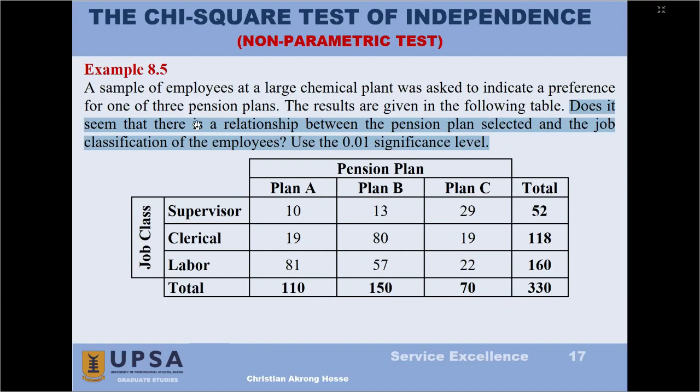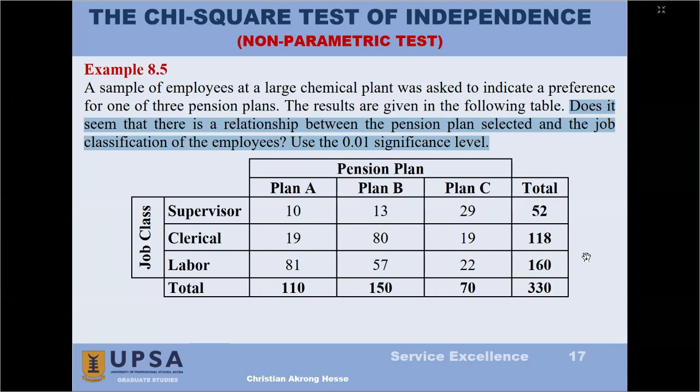Then you do your computation. First, find the expected. Here it will be 52 times 110 divided by 330. And here it will be 52 times 150 divided by 330. Then you do the calculations, then you find the total. If the total is bigger, you reject. If the total is smaller, you retain H naught.